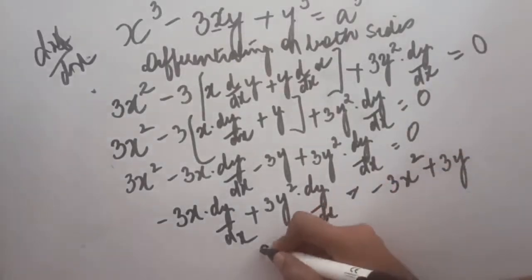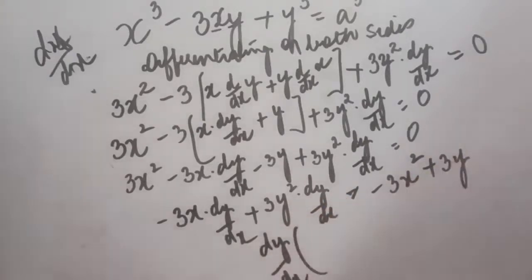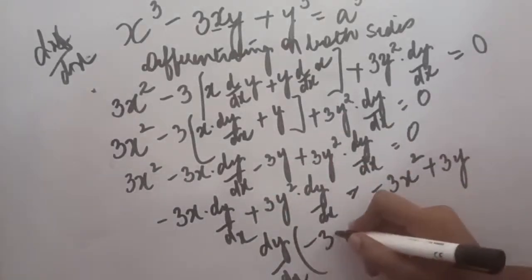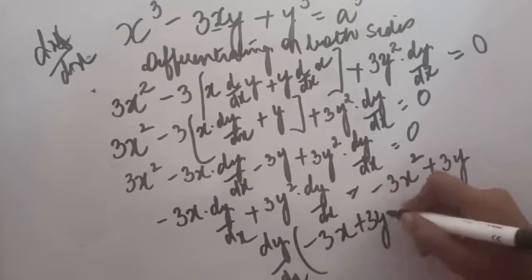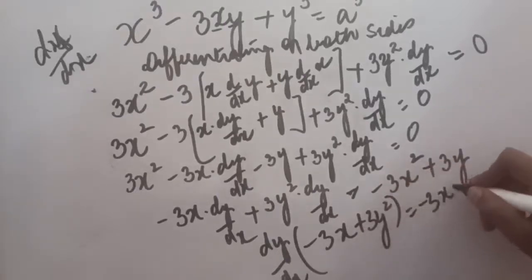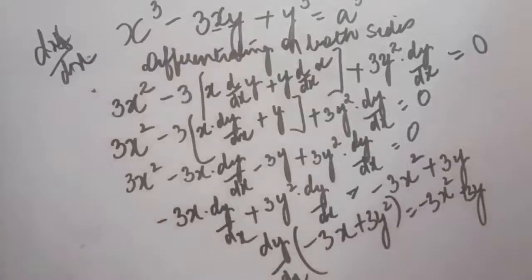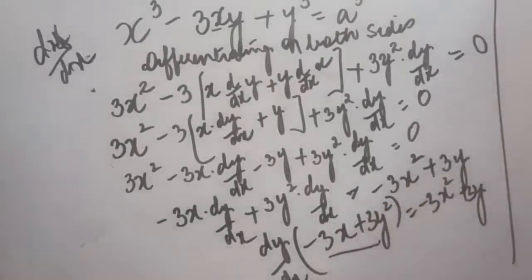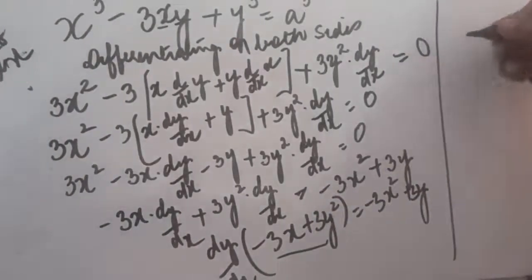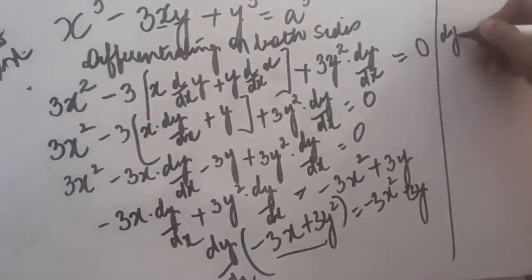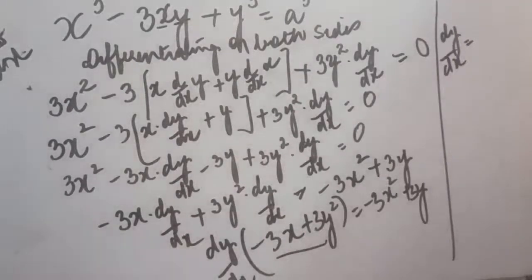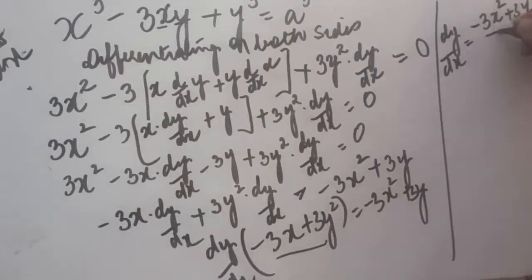Now from here we will take dy upon dx common, so that we can reach a conclusion. So dy upon dx, when you take it from here, is minus 3x plus 3y square, equals minus 3x square plus 3y. Correct? So now we will take this to the right hand side. Taking this on the right hand side, dy upon dx on the left hand side is equal to minus 3x square plus 3y divided by minus 3x plus 3y square.